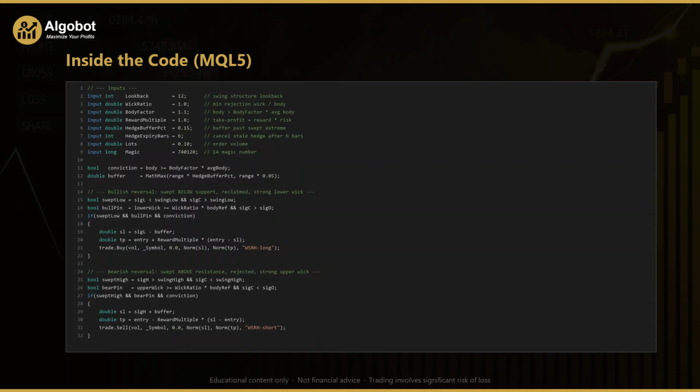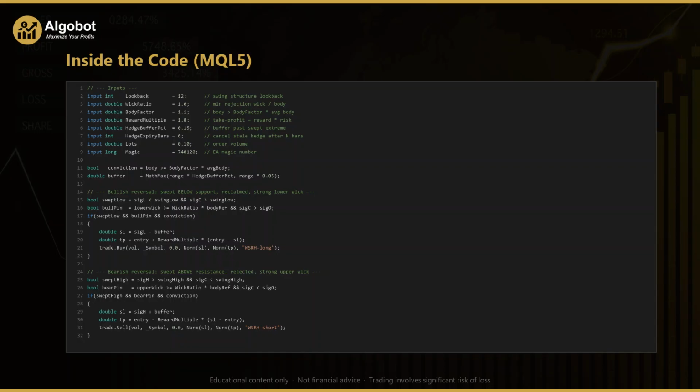controls how dominant the rejection wick must be relative to the body. Body factor, at 1.1, demands a decisive candle versus the recent average. Reward multiple, 1.8, scales the take profit against the risk. Hedge buffer percent and hedge expiry bars govern the protective stop order, and lots sets the volume.